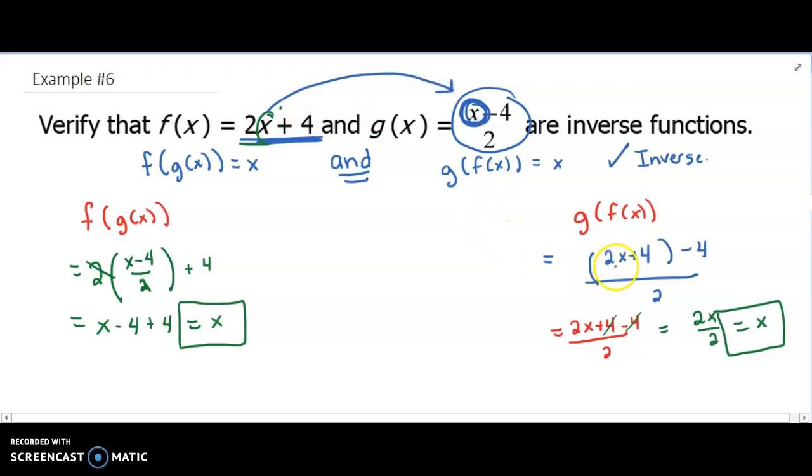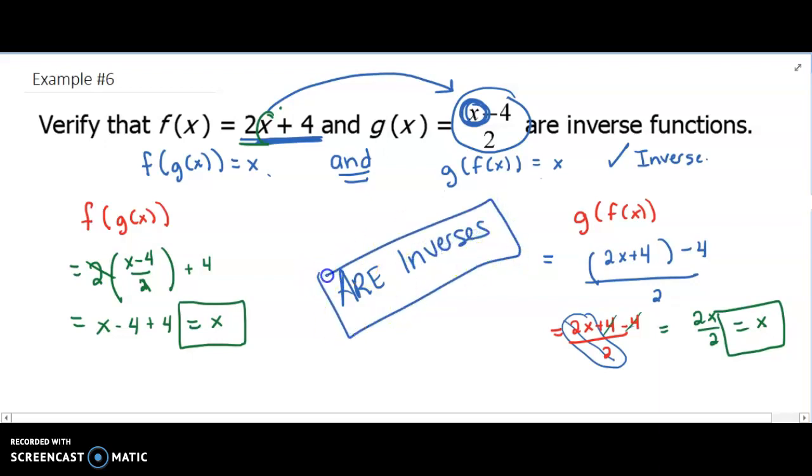When I do that, I get 2x plus 4 minus 4 over 2. The plus 4 minus 4 go away, I'm left with just 2x over 2, and then the 2's cancel out, and I'm left with x. Because f of g of x is equal to x, and g of f of x is equal to x, that means that these are inverses, and that's all we have to do.